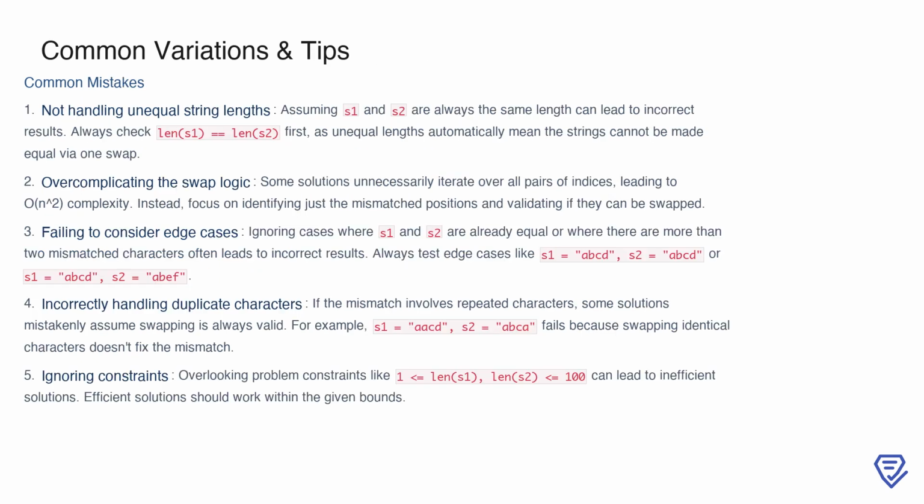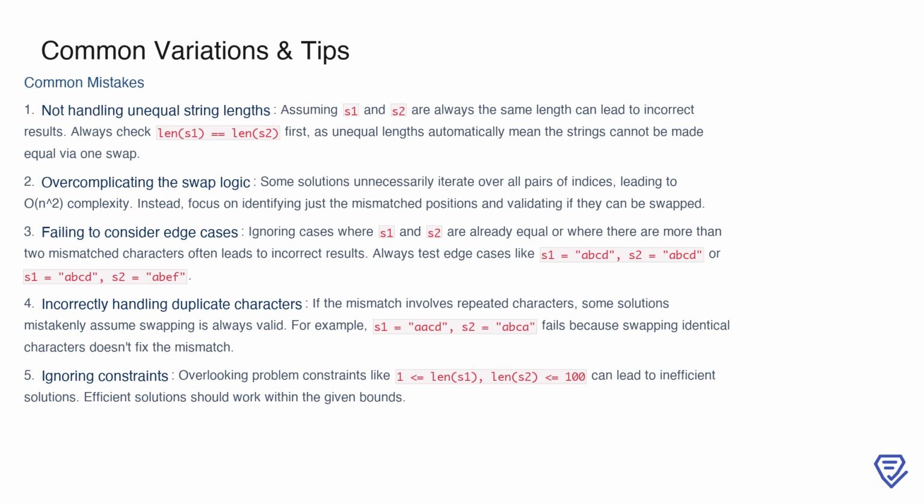One common mistake to watch out for is failing to handle cases where the strings have unequal lengths. Remember, if S1 and S2 are not the same length, it's impossible to make them equal with just one swap. Always check this condition right at the start. Another frequent issue is overcomplicating the swap logic. Some approaches iterate through all possible pairs of indices, which can lead to an inefficient n² solution. Instead, focus on pinpointing the mismatched positions and determining if swapping those alone resolves the problem.